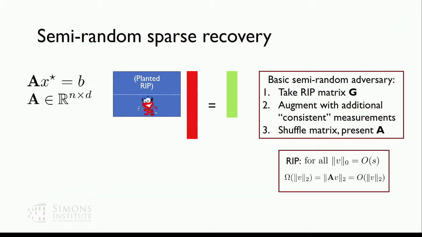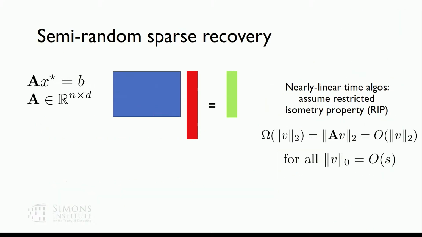Okay. So now I'll introduce our instantiation of this philosophy in the setting of sparse recovery. So recall that here is the setting. You have n linear measurements of an S-sparse vector, and in the nearly linear time algorithms, they typically assume that A has this nice property that it preserves sparse vectors approximately.